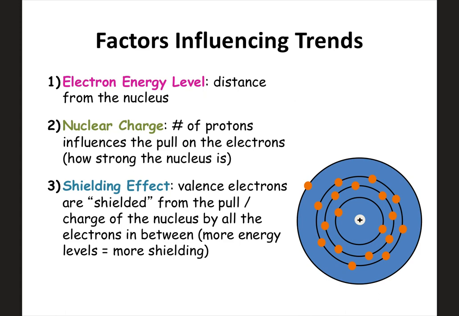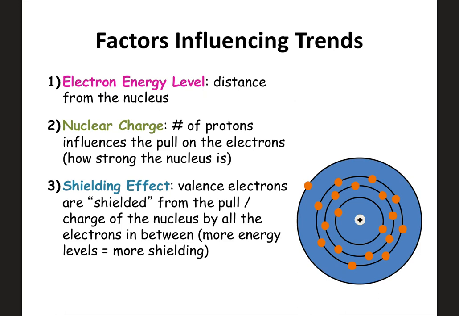Something else called nuclear charge or effective nuclear charge influences these trends. Basically, the number of protons you have influences the pull on the electrons. Nuclear charge is essentially talking about how strong your nucleus is. So if you have more protons in your nucleus, you have a stronger nuclear charge, especially if you're in the same row. If you're in the same row and you're getting more and more protons, your nuclear charge, or the strength of your nucleus, is just going to get greater and greater. We call that nuclear charge or effective nuclear charge.